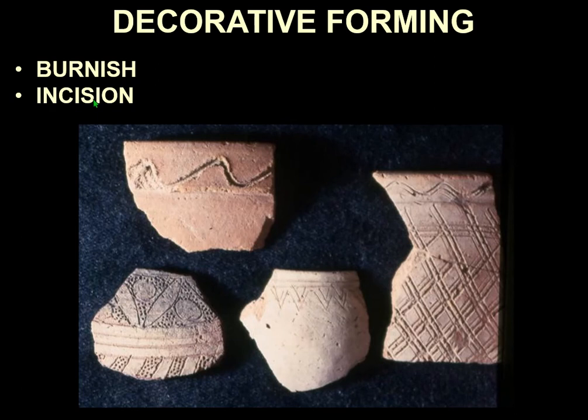So incision is another form of decorative forming. Here you can see all these lines have been incised into the pottery. It's interesting to note that this slightly earlier vessel was done when the pottery was wet, and so you can see it's sort of smooshed up on the edges, whereas this one slightly later was done when the pottery was dry, and it sort of chips off in places. So although this is related to that, by the time they were doing this, they were leaving more time between the forming of the vessel and the decorating of it.